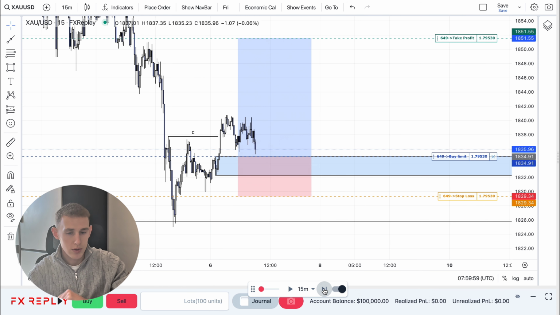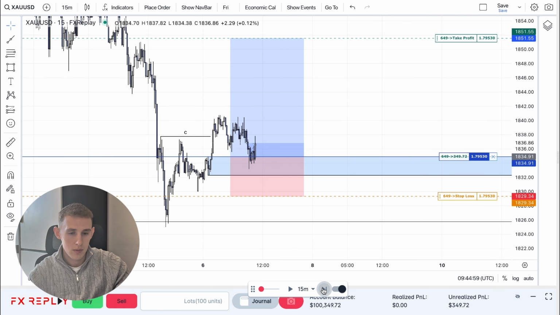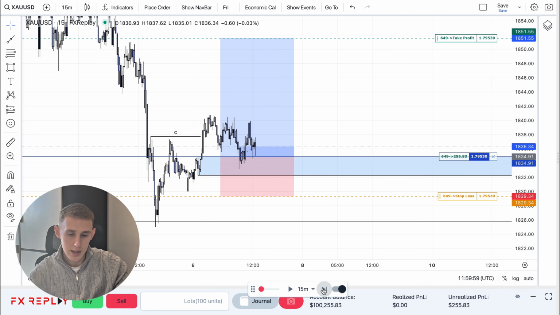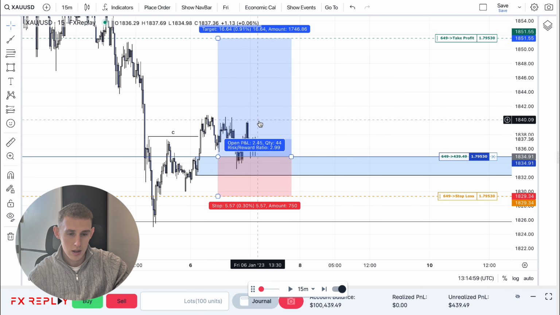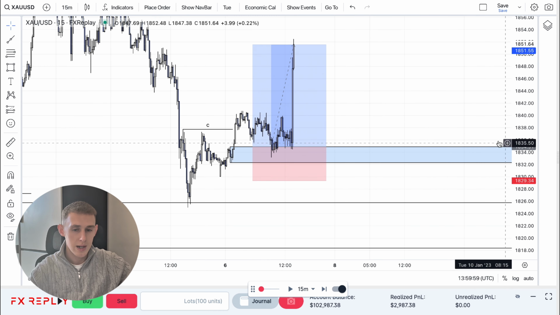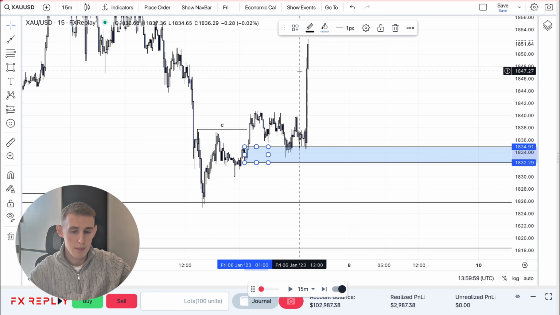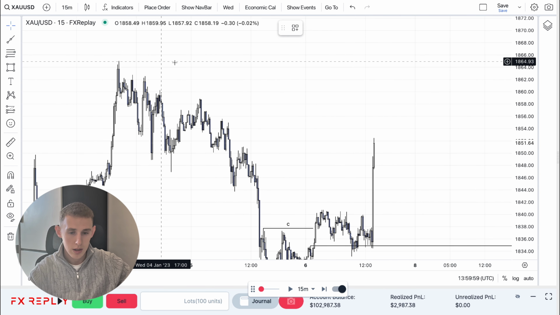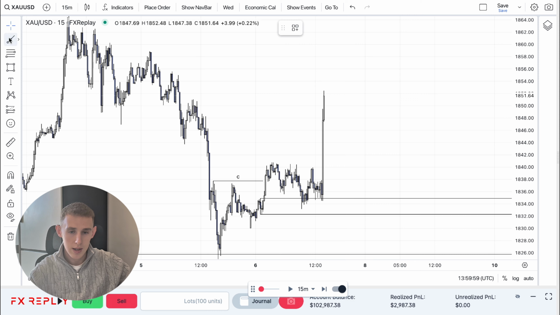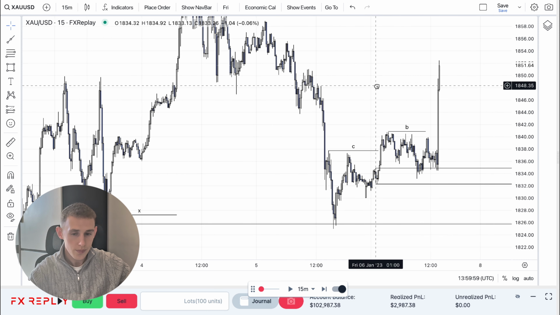There we go. Nice rejection so far. Price building all of these highs. Cool, nice. There we go. That was our first trade. We can now potentially look for a re-entry because I do see price coming up to the main trend high up there. So we can mark this on. That's our 15 minute break of structure.